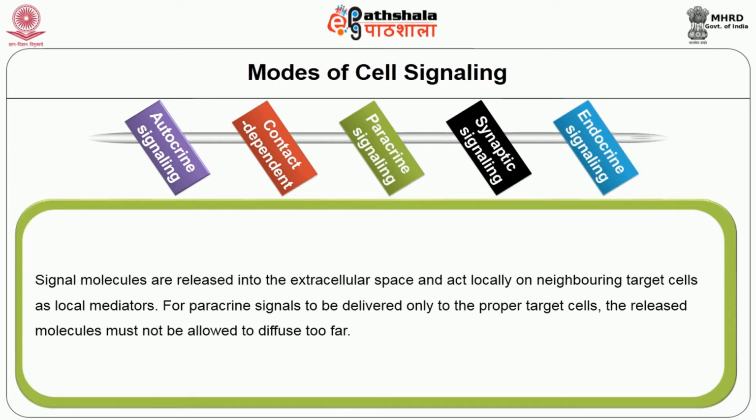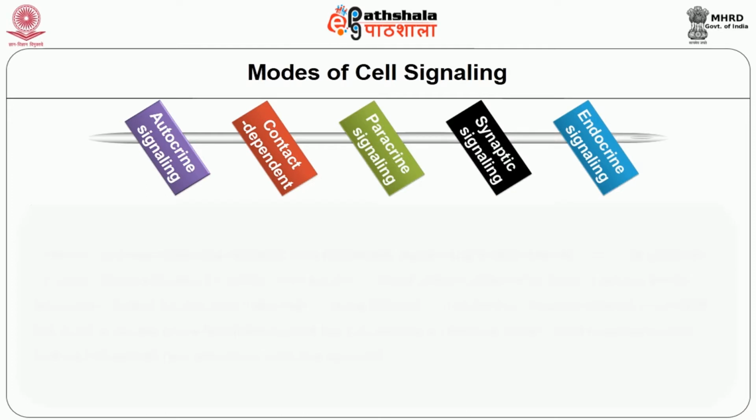For paracrine signals to be delivered only to the proper target cells, the released molecules must not be allowed to diffuse too far. The fourth type is the synaptic signaling.